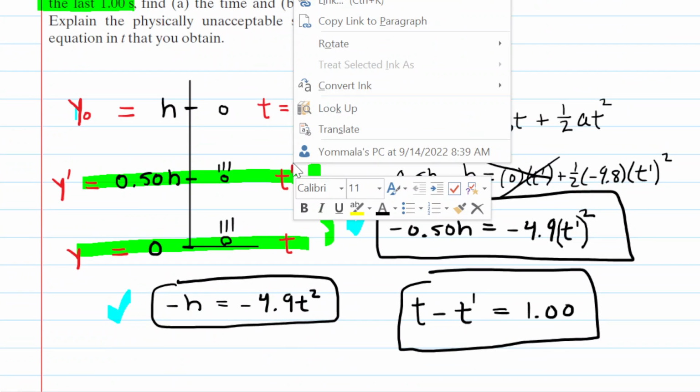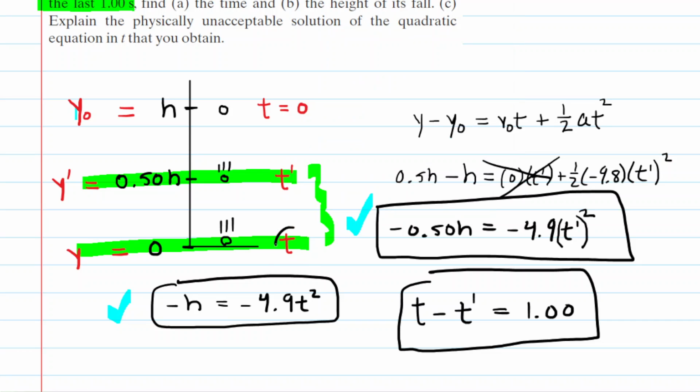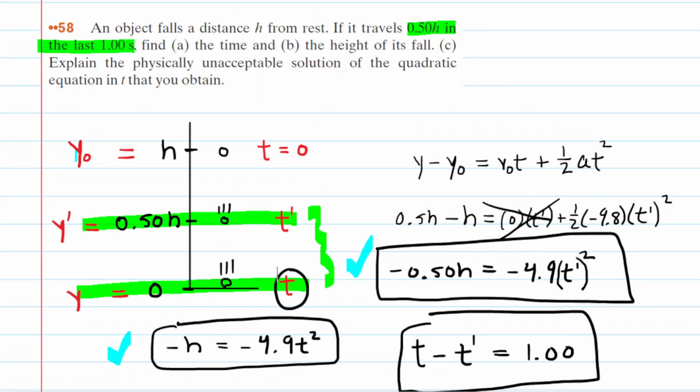Remember, that is the answer to part A, because part A wanted the length of time for the entire fall, and that, from our picture, was denoted by just t. So that 3.41 seconds is the correct answer to part A. In part B, we need the height of the fall. We need the value of h. And that's not going to be too bad because we have this equation right here.